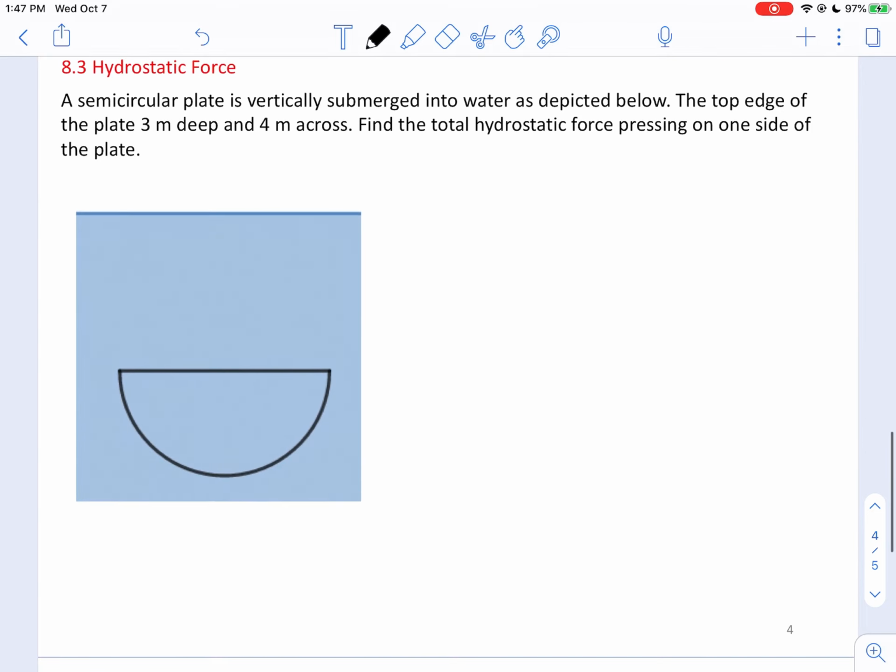Okay, let's go to the next one and follow the same 3 steps. A semicircular plate is vertically submerged and the water is depicted below. The top edge of the plate is 3 meters deep and 4 meters across. Find the hydrostatic force pressing on one side of the plate.